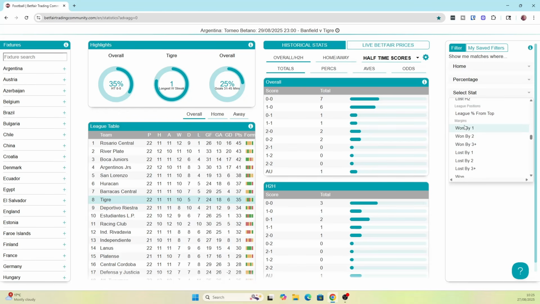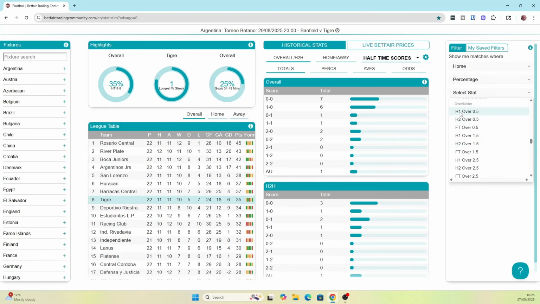You've got 1 by, so these are margins of victory. So you've got 1 by 1 goal, 1 by 2 goal, 1 by 3 plus, lost by 3 plus. Okay. Score draw is when it's 1-1, 2-2, 3-3. There's been goals, but it's a draw, so that just means all draws apart from a 0-0. Half-time score draw, obviously same thing for half-time.